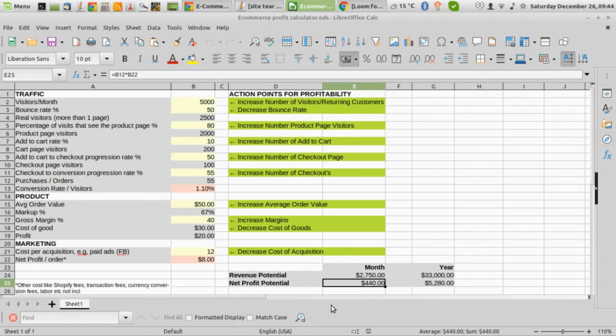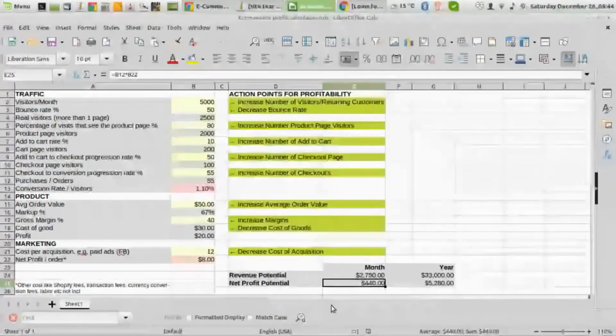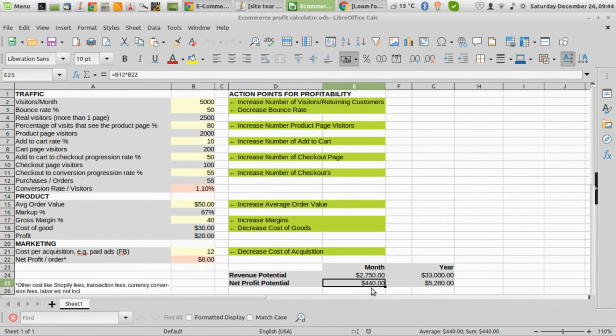A lot of people underestimate the numbers, or what they actually earn at the end of the day. A lot of people think that they make this on revenue, and that's basically their profit. But keep in mind, there is a lot of costs involved in running an online shop. Now, where do we start optimizing?